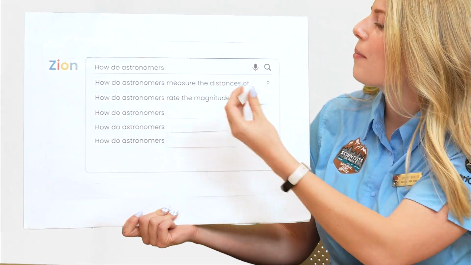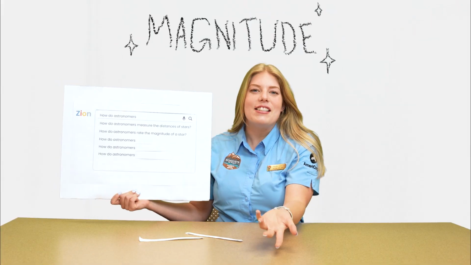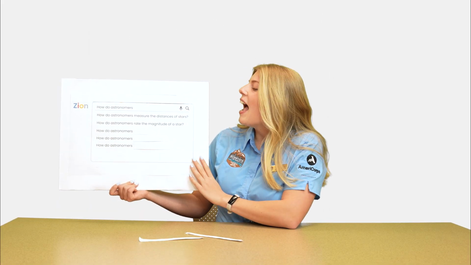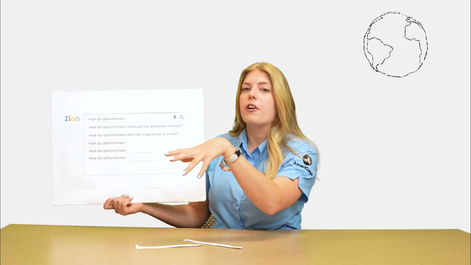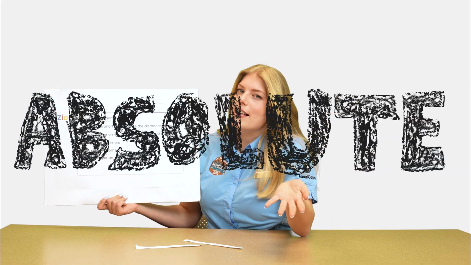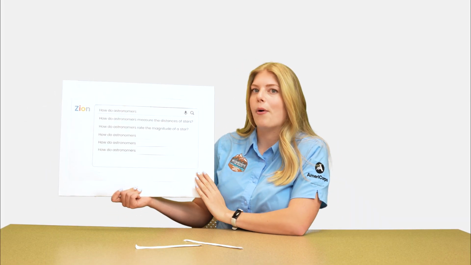How do astronomers rate the magnitude of stars? So magnitude is just how astronomers measure the brightness of stars, and we can rate the magnitude, or the brightness, in two main ways. The first way is apparent magnitude, and that is the brightness of stars as we see them here on Earth. So in that case, distance does matter. Stars that are further away are going to appear a little less bright. We can also look at the absolute magnitude, which is the brightness of stars taking distance out of the equation.